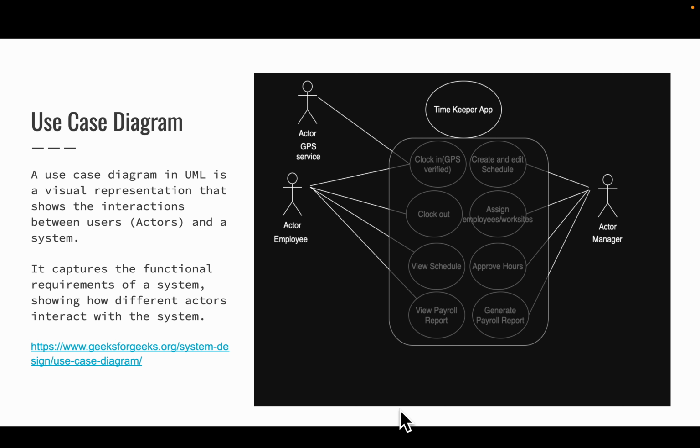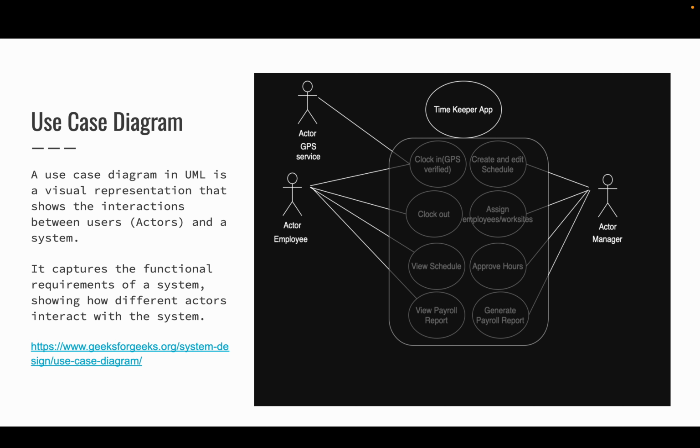And the use case diagram in UML is a visual representation that shows the interaction between the users or actors and the system itself. It captures the functional requirements of a system, showing how different actors interact with the same system. We have a big rectangle representing the system boundary. Within that system boundary, we have all of our methods, and outside of that, we have our actors.